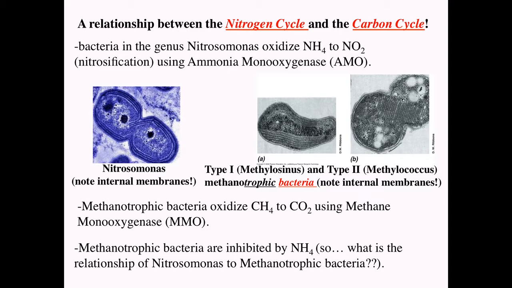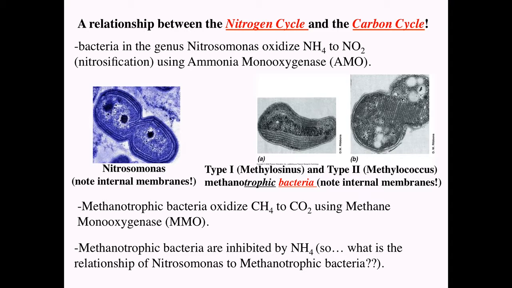So the bacteria that we were talking about that did nitrification, specifically the group of microbes Nitrosomonas, which started off our whole discussion of the nitrogen cycle, which oxidize ammonia to nitrite, by definition, that is the term nitrosification. They use an enzyme called ammonia monooxygenase, AMO.